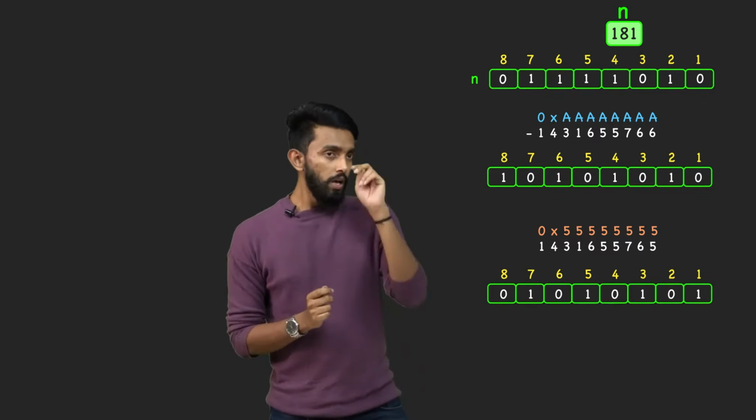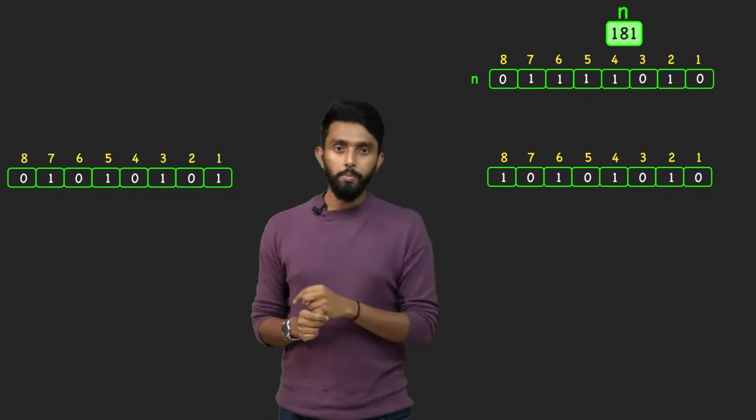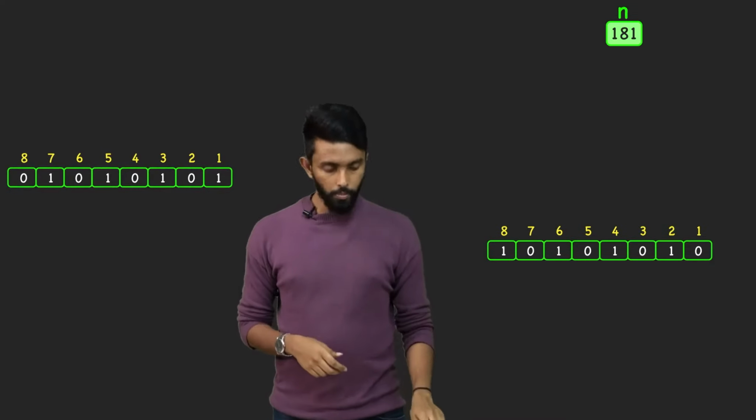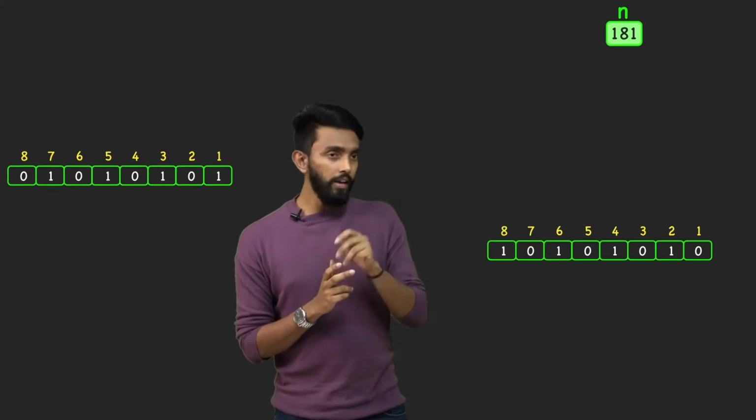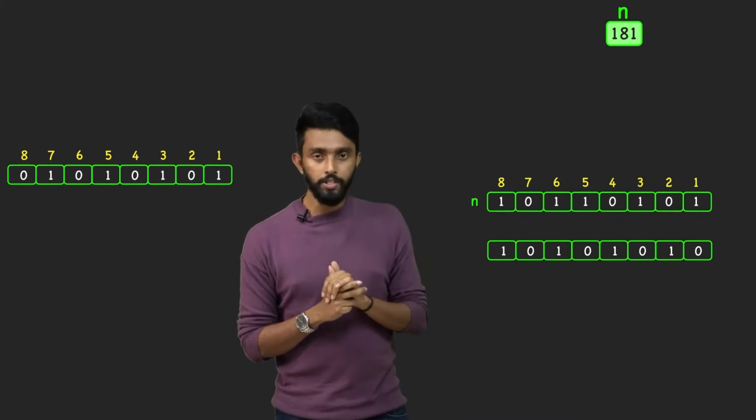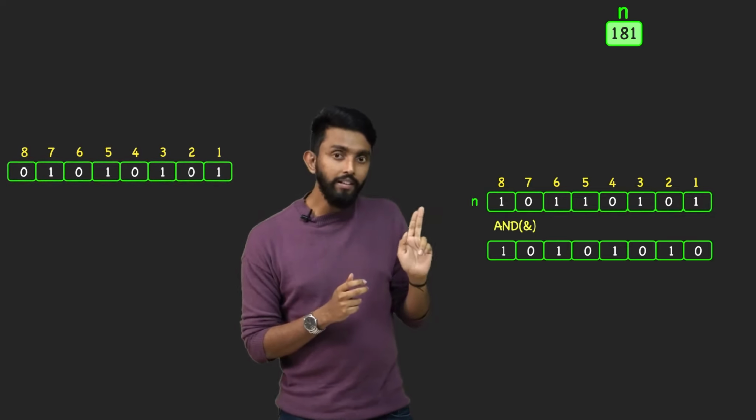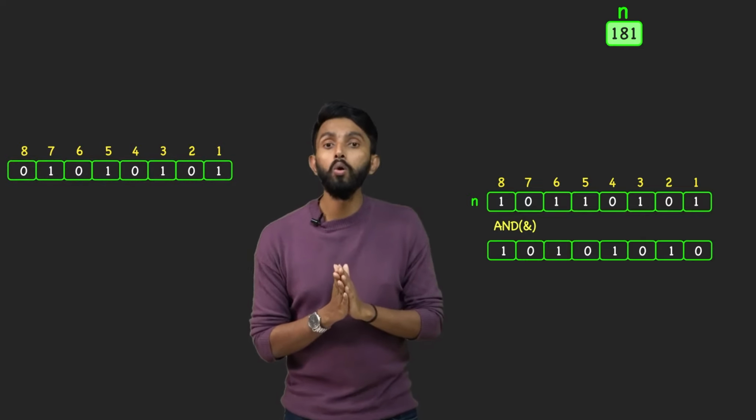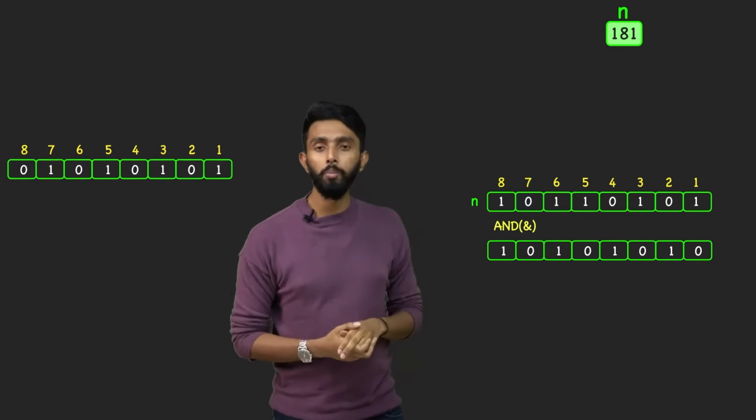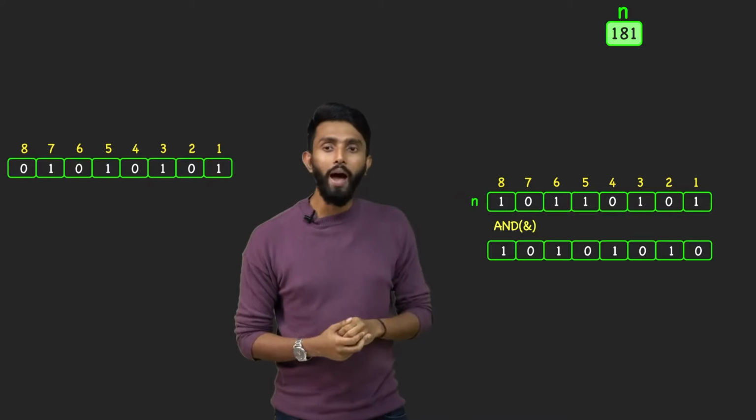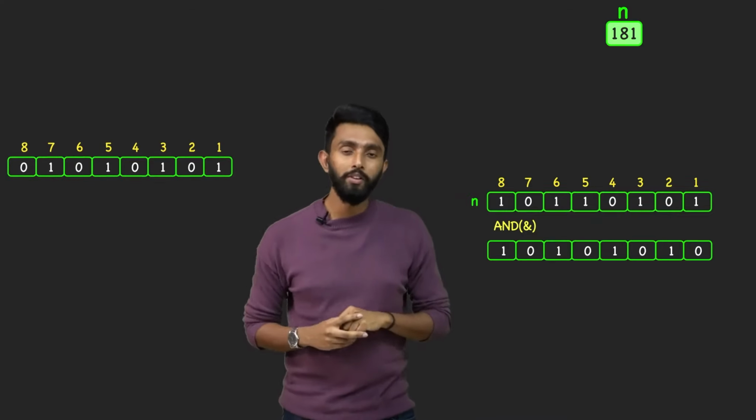What I will do is, this even-bit mask, I will keep it to my left side. This odd-bit mask, I will keep it to my right side. Now, you must understand, N is 181. 181 in binary looks like this. So, see what I will do. I will do an AND operation between N and this 0x followed by A's. The moment I do the AND operation, you will see something very, very interesting.